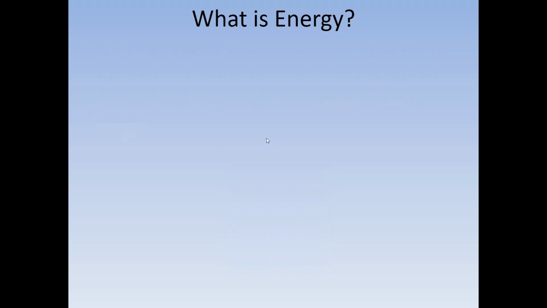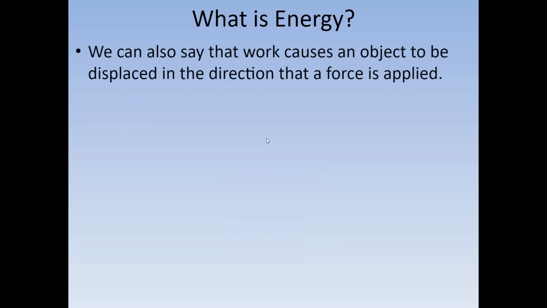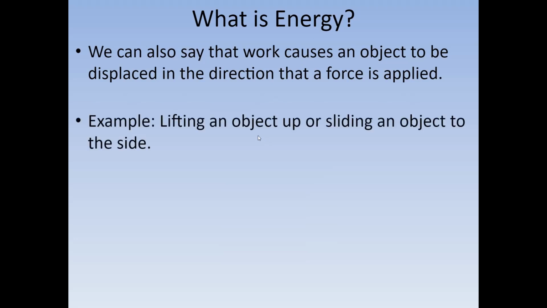Now, another way of describing work is the ability to displace an object over some sort of distance by applying a force to it. So that's another way of thinking about work. That work allows us to essentially move an object from one point to another in a specific way that changes its energy. A perfect example of this is usually lifting an object up or sliding the object to the side. When you lift an object up, you're changing its energy, and depending on how you slide an object to the side, you could also be changing its energy.